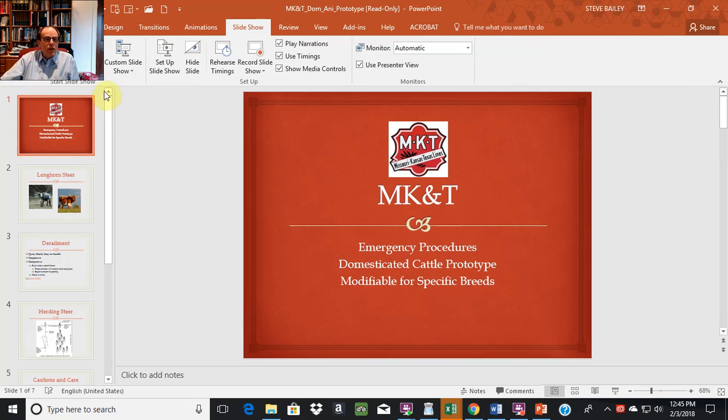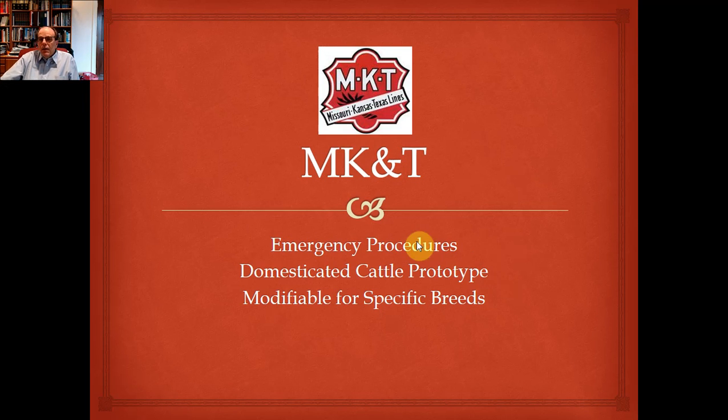I want to go to slideshow and I want to go from beginning. Okay. All right. So here's the Missouri, Kansas, Texas logo, MKT. I probably should have added some header notes and made it look a little more official. But basically, this is emergency procedures, domesticated cattle prototype, modifiable for specific breeds. So that tells us this is a prototype.